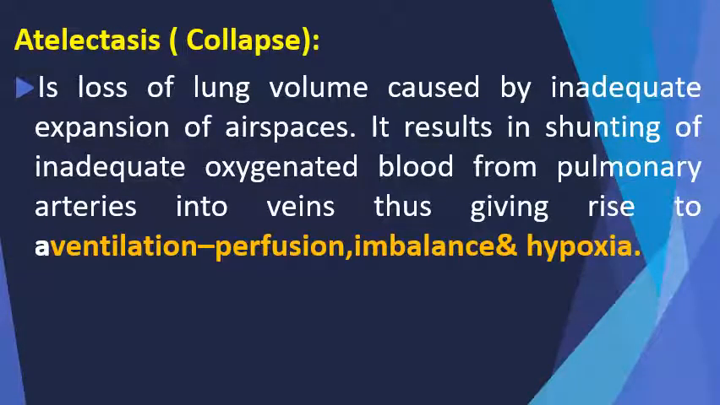Atelectasis, or lung collapse, is the loss of lung volume caused by inadequate expansion of the air spaces. It is a reduction in the volume and size of the lung. It results in shunting of inadequately oxygenated blood from pulmonary arteries into veins, thus giving rise to ventilation-perfusion imbalance and hypoxia.